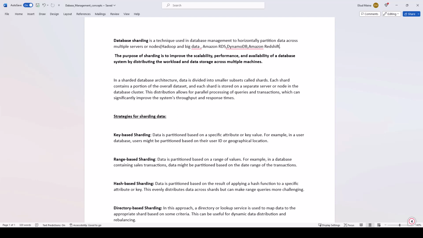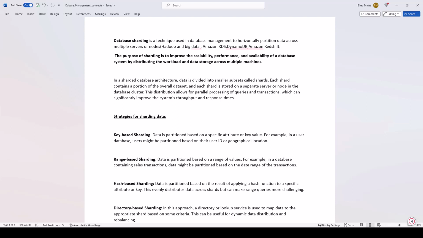So in MapReduce jobs, sharding refers to the process of partitioning input data into small chunks, each of which is processed by a map task. Hadoop automatically handles this partitioning based on the input data formats and the configured input splits. Each mapper processes a shard of the input data independently, allowing for parallel processing across multiple nodes in the cluster.